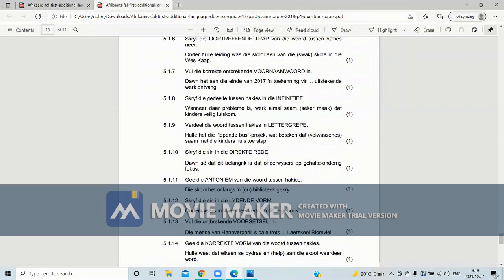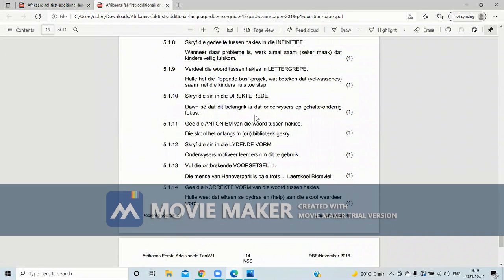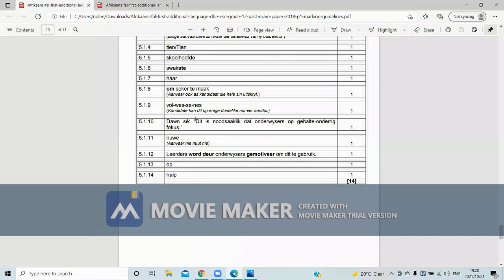Okay, and then the next one, lettergrepe. So there's always one of these in every exam. Hulle het die lopende busprojek, wat beteken dat volwassenes saam met die kinders huis toe stap. Okay, so volwassenes. The only tip I can give you here when you have to put it into syllables is that you cannot have any vowels on their own.